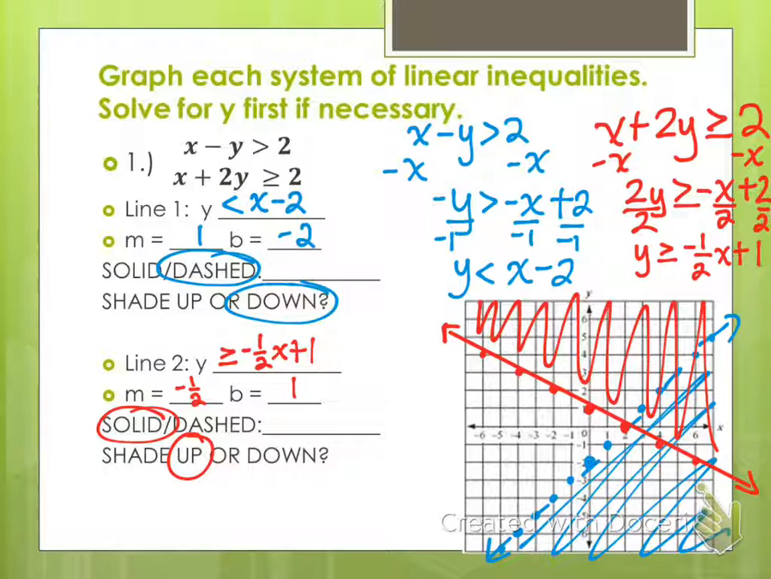Finally, we have to decide where they overlap. Where does that happen? Kian? The top up here? I only see red up here.